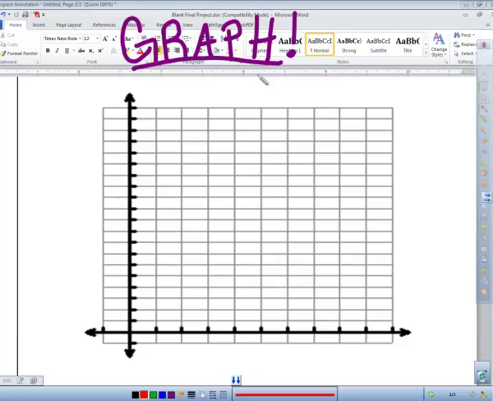So a couple things you are going to need to do is have a title. So since Brandy's investment in this particular area of stock market was not very good, I'm going to title this Brandy's Bad Investment.